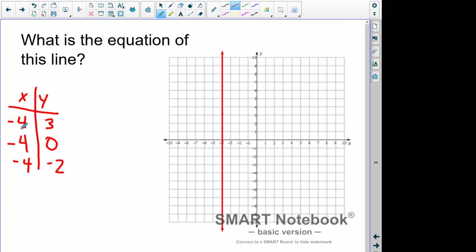So we talk about these as called constant functions. It's just that x is equal to some number or y is equal to some number. We either get a horizontal line or a vertical line. The equation for this line is just x equals negative 4. The y value can be whatever, the x value is always going to be negative 4.